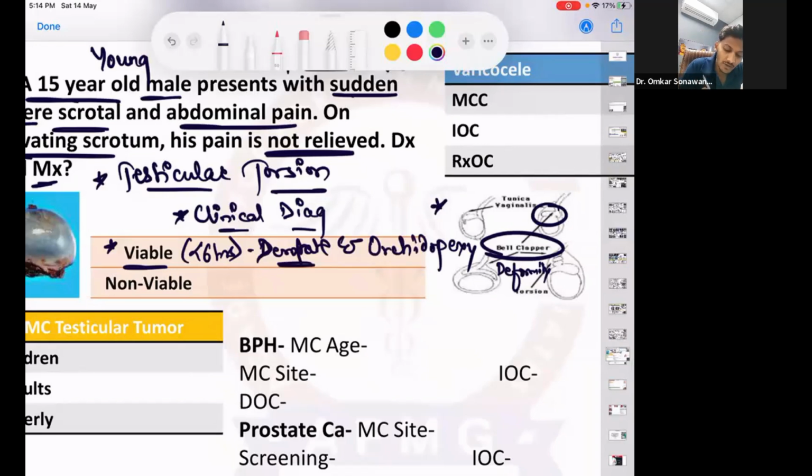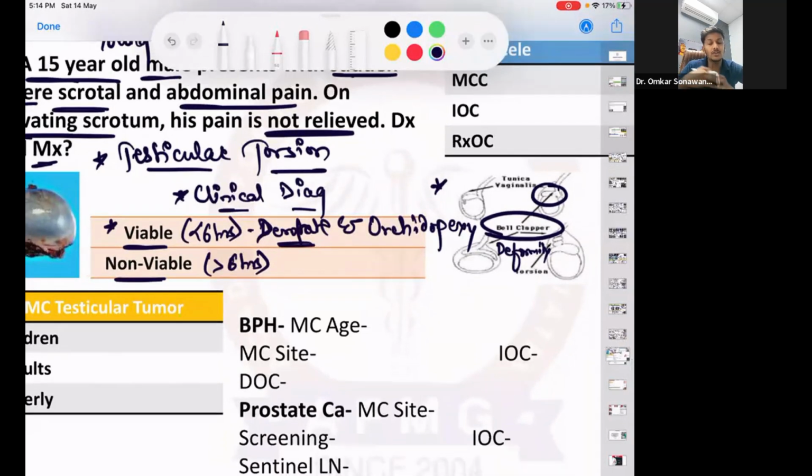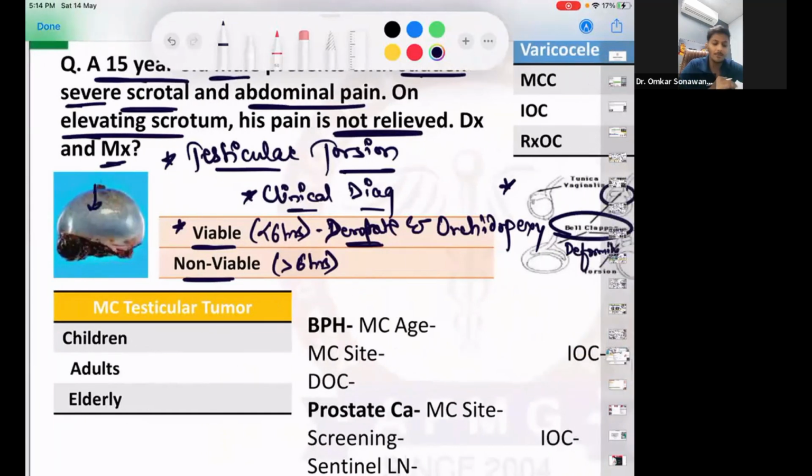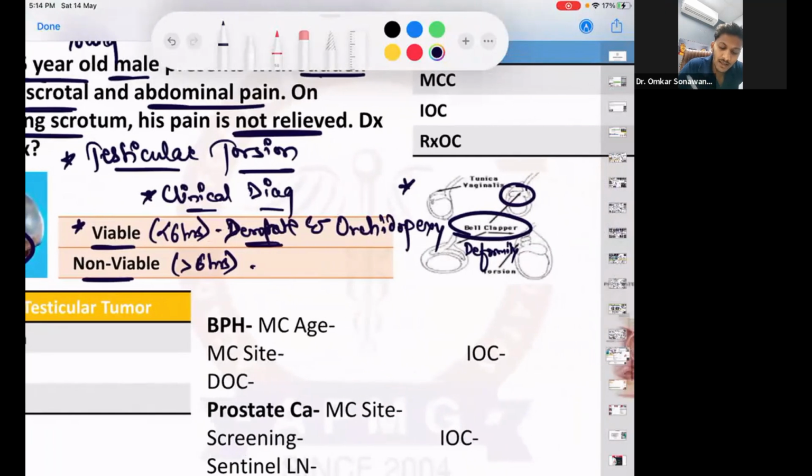Whereas in non viable testis, if the patient presents to you after 12 hours or after 6 hours, some books say 6 hours, some books say 12 hours, and the testis is non viable, that means it cannot be saved. The blood supply is completely gone, it is almost a gangrenous testis, then you need to remove the testis. That means orchidectomy would be done. Important.